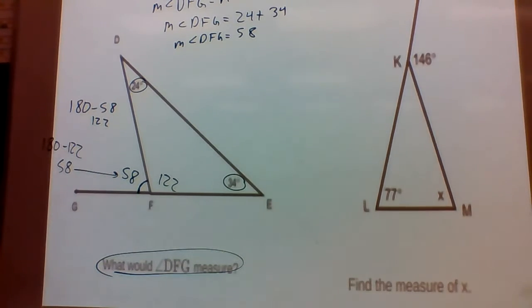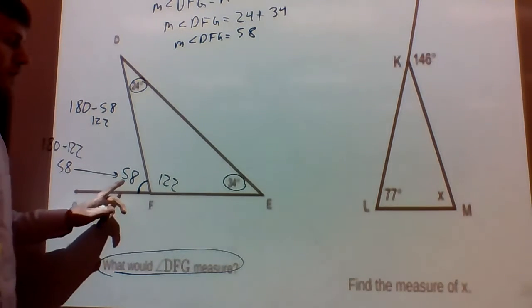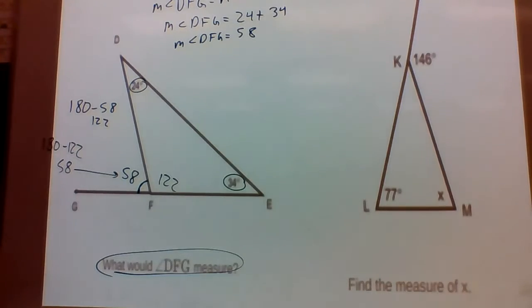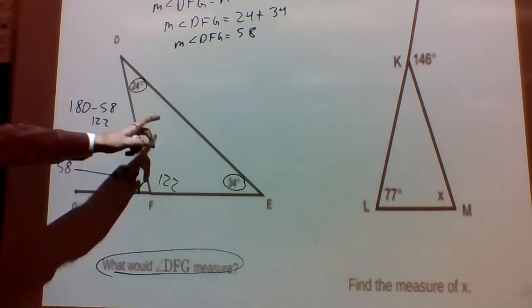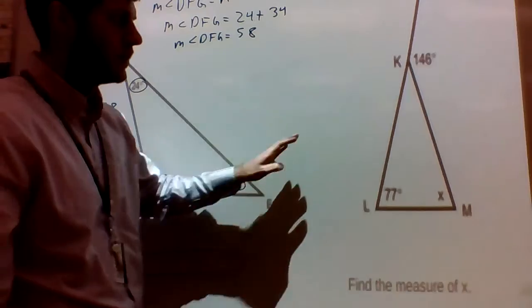But that just adds extra steps, and it can be more difficult on certain problems. It's easier just to use the exterior angle theorem for triangles. These 2 added together gives us 58.